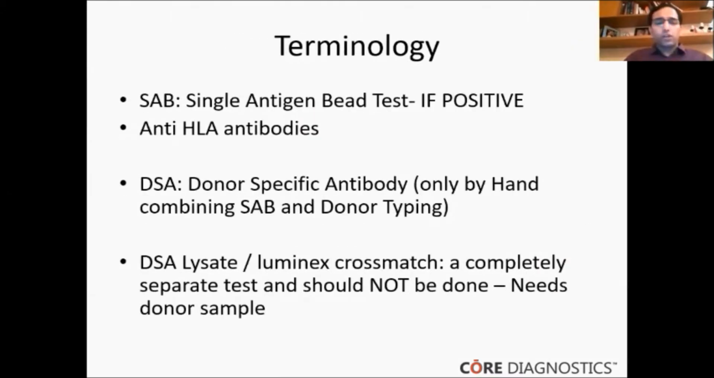So first, terminology. SAB is the single antigen bead test. If it is positive, what you know is that there are anti-HLA antibodies. What you don't know is, are they donor specific or are they not, just by the single antigen bead test. So then to know whether there are donor specific antibodies, or DSA as we like to call them, what you need is to look and combine manually the single antigen bead report as well as the donor typing and look at it together to figure out which are the donor specific antibodies and which are anti-HLA antibodies, but they're not against the donor.